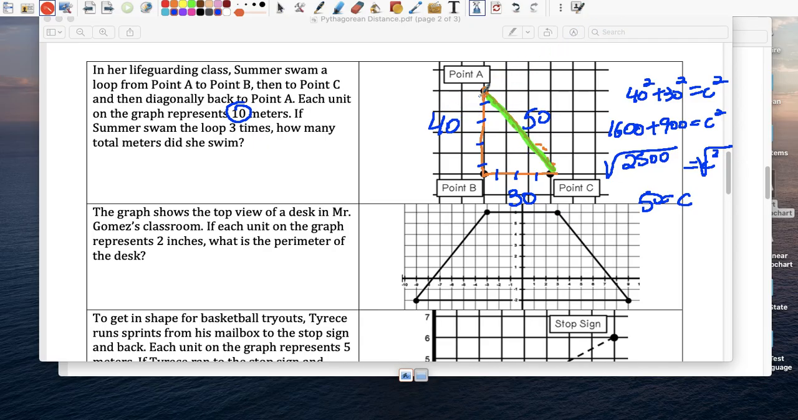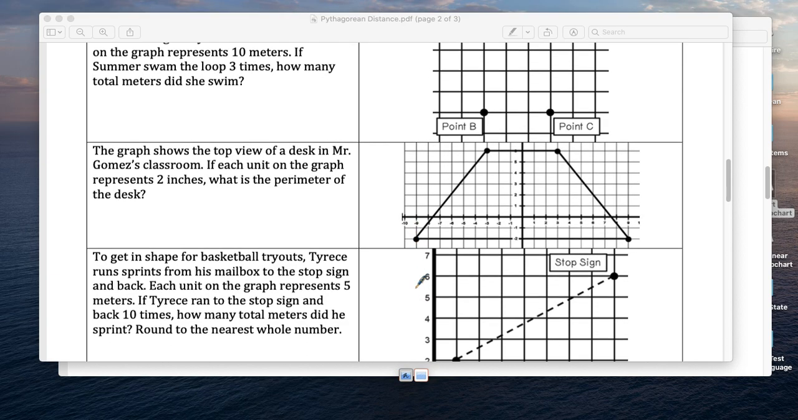Also, the first loop she swims 40. Then she swims 30. And then she goes a diagonal and swims 50. That equals 120 meters. But she does that 3 times. That's a loop. So in total, how much did she swim? 360 meters. Okay. Each loop is 120.